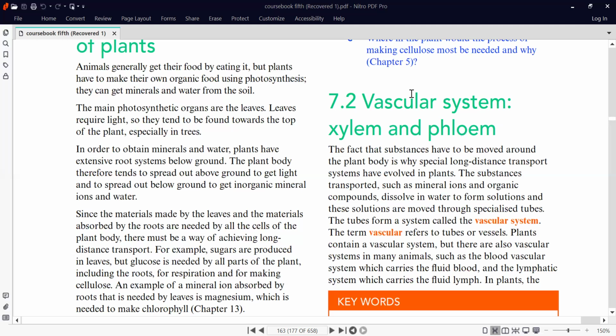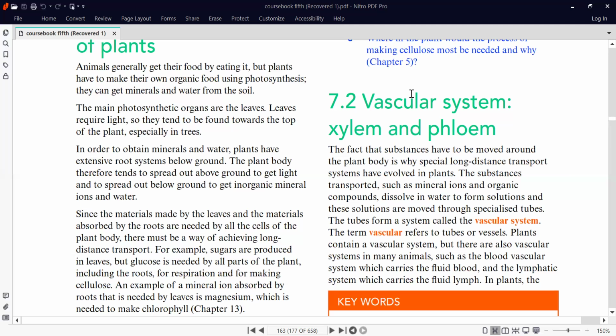ठीक है ना? क्योंकि सोलर एनर्जी को डायरेक्टली ऑटोट्रॉफ के अलावा कोई और, फोटो ऑटोट्रॉफ के अलावा कोई और ऑर्गेनिज्म एब्जॉर्ब नहीं कर पाता है. सही है? तो जो फूड मॉलिक्यूल बना रहे हैं वो आगे यूज होते हैं फिर, और उनको यूज करने वाले हेटरोट्रॉफ होते हैं, लाइक ह्यूमन हो सकते हैं, लाइक एनिमल हो सकते हैं, कोई भी चीज हो सकती है जो हर्बीवोर होंगे डायरेक्टली. Since the material made by the plant leaves and the materials absorbed by the roots are needed by all cells of the body, there must be a way of achieving long distance transport.